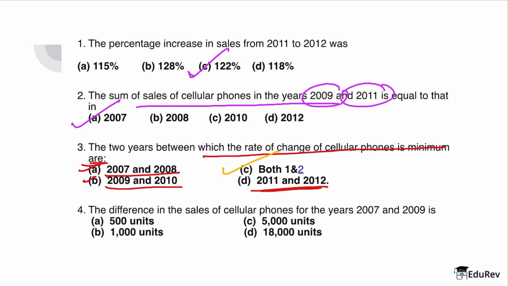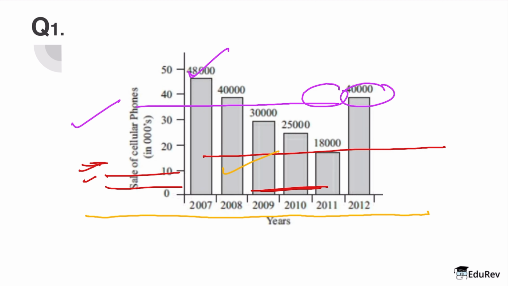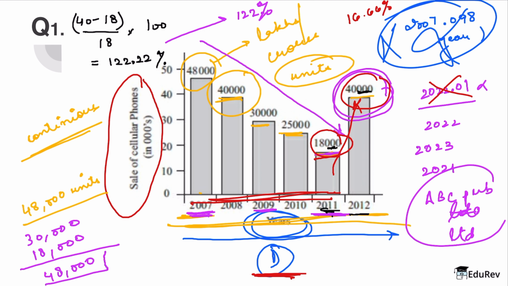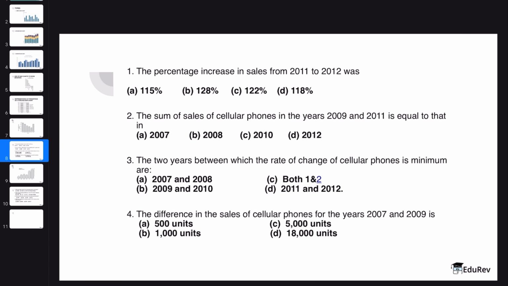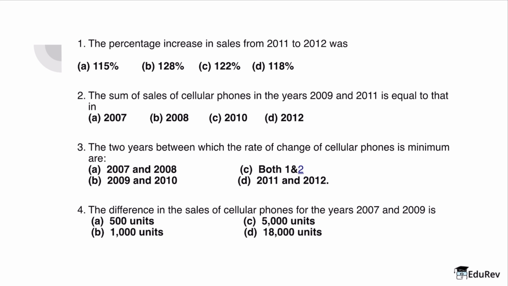Correct. Now coming to question number 4, the difference in sales of cellular phones for year 2007 and 2009 is what? In 2007 it is 48,000, and in 2009 it is 30,000. So what is going to be the change? I'm so sorry, it's going to be 48,000 minus 30,000, and it's going to be nothing but 18,000. So it is going to be option D.